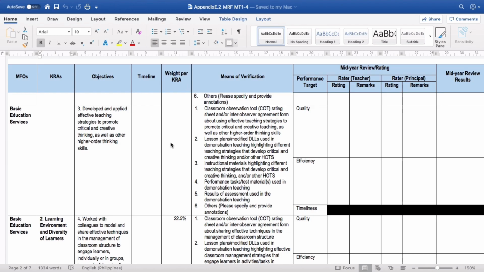So, hindi lang siya basta instructional materials or lesson plan, kailangan ginamitan natin ng HOTS. Performance tasks used in demonstration teaching, results of assessment used in the observation, and others. Still, walang timeliness. Objective number 4, that is part of the KRA number 2.